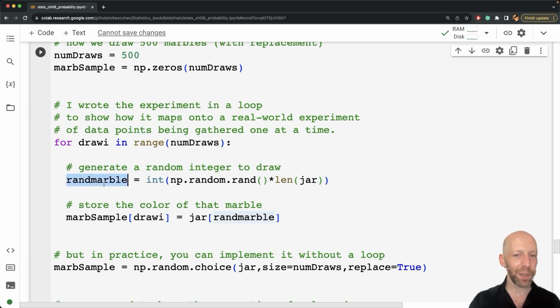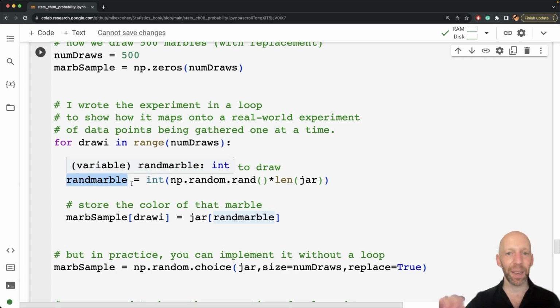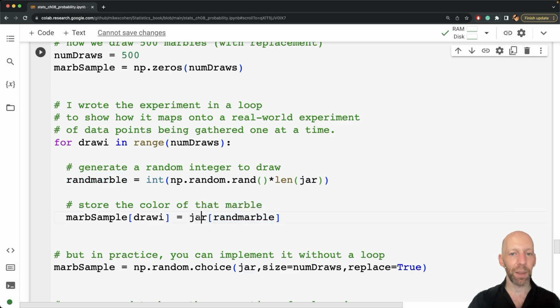But anyway, so here's the random marble. Now this variable here is actually not a marble. This is an index into the variable jar, which actually does contain all the marbles. So you can see I'm picking a random index. Now this is going to implement random sampling with replacement because I could get the same random number multiple times.